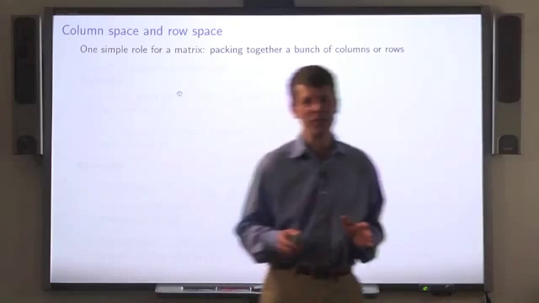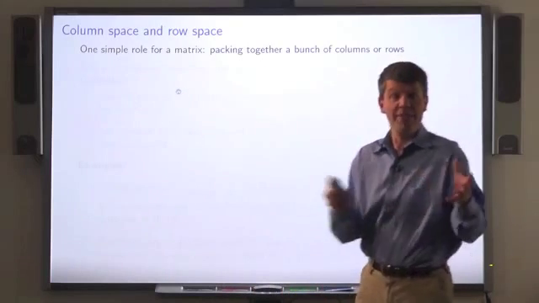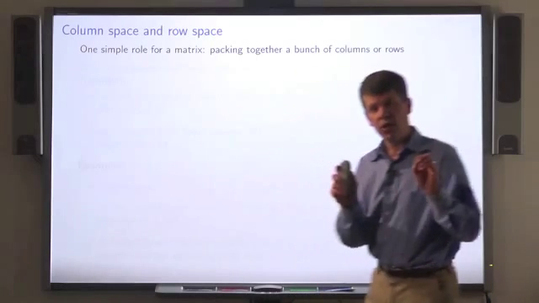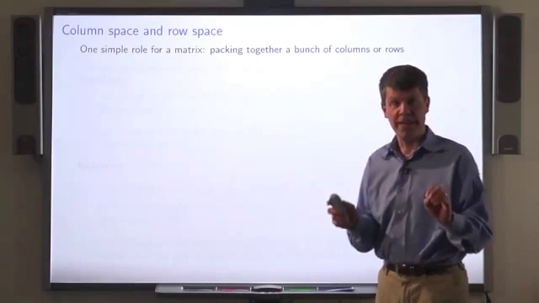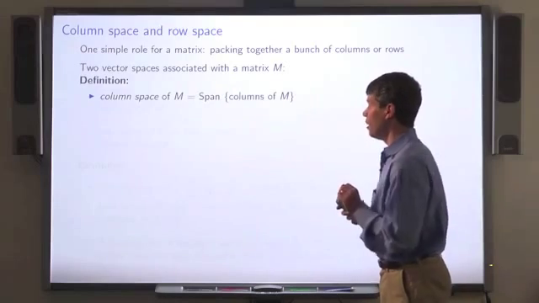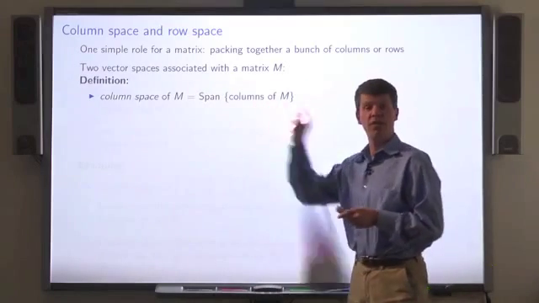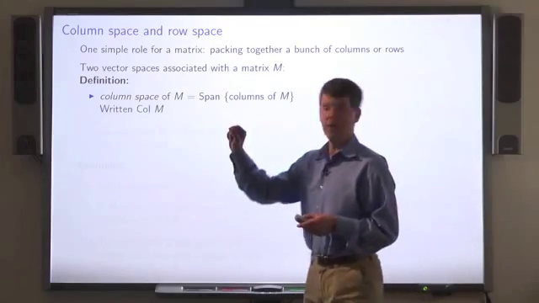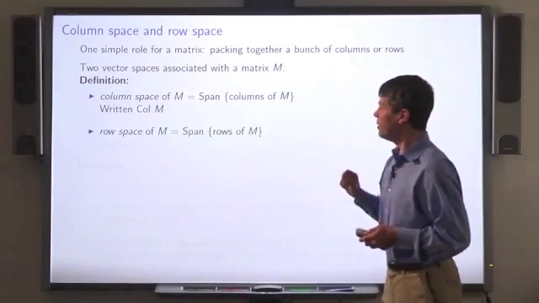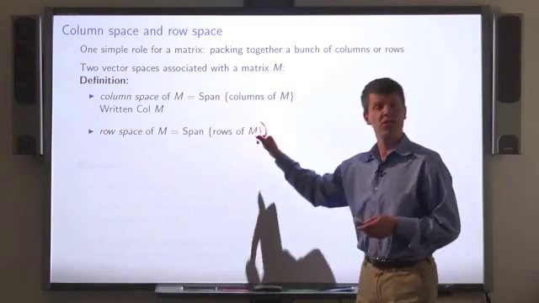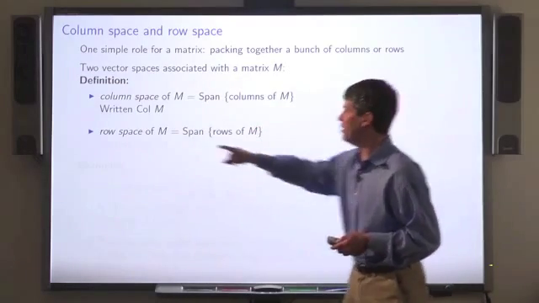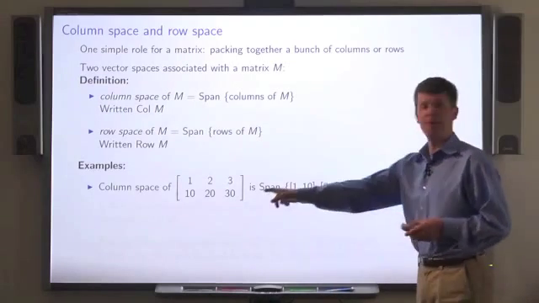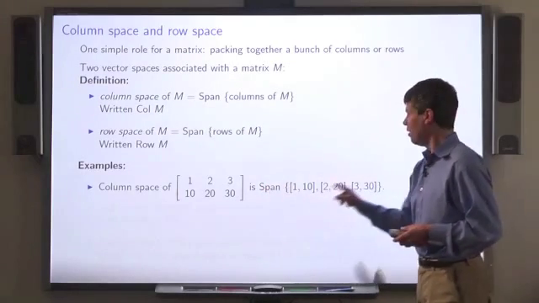One simple role for matrices is as a way of packing together a bunch of rows or a bunch of columns. We define two vector spaces for each matrix M. One is the column space, which is the span of the columns of that matrix M, and it's written col M. The other is the row space of M, which is just the span of the rows of M, and that's written row M.